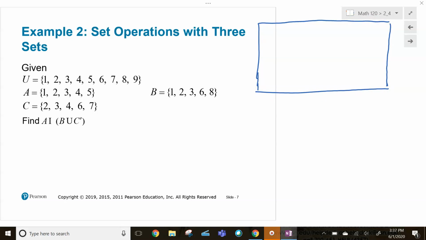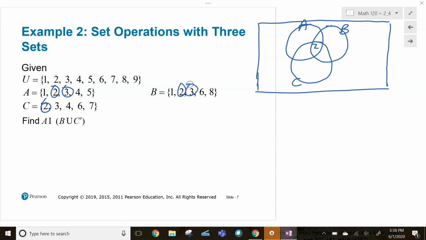So notice A is 1, 2, 3, 4, 5, B is 1, 2, 3, 6, 8, and C is 2, 3, 4, 6, 7. So the first thing I'm looking for is who is in all three. Here's A, B, C. Is there any that A, B, and C share? Looks like 2 is in all three. It looks like 3 is in all three. So those are the only ones that are in A, B, and C.